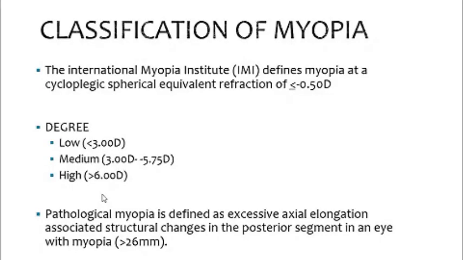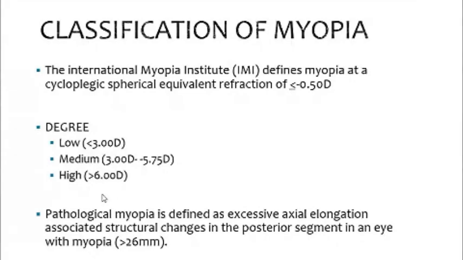Complications that can result in pathological changes at the posterior segment. Typically, this is associated with an axial length greater than 26 millimeters. However, there are studies that still show from about 25 millimeters upwards, we start to see some pathologic changes.